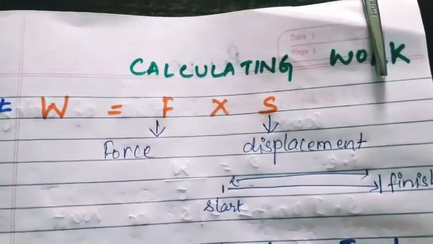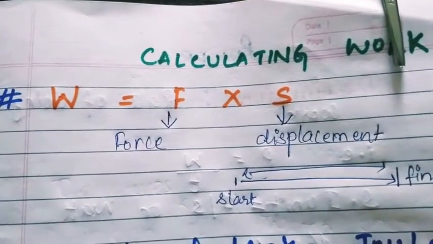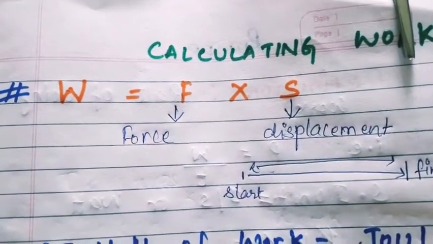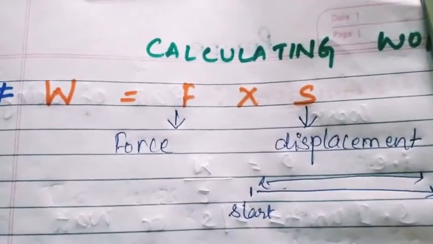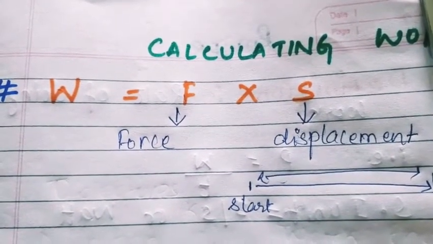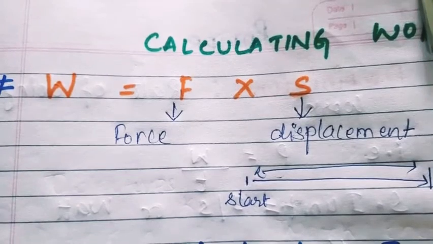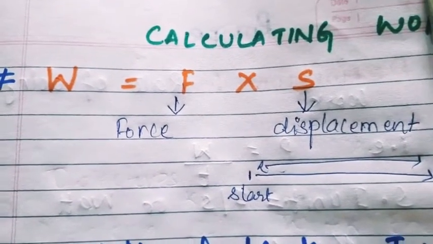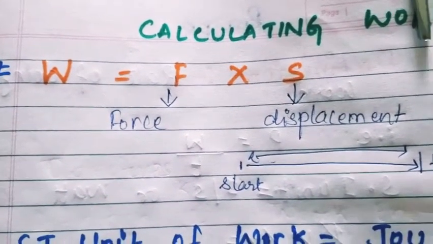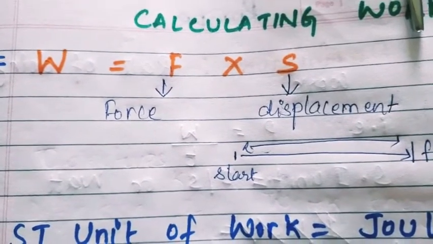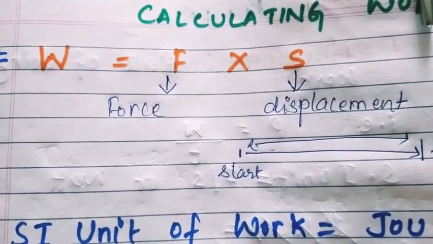Now, if work is being done, how do we calculate how much work is being done? We can calculate it by using this formula. W is equal to F into S. F is force and S is displacement. From where to where the object moved, and how much it moved, that we call displacement.